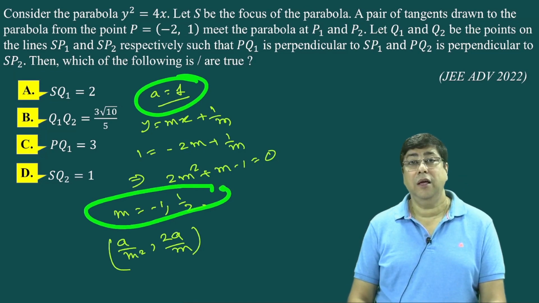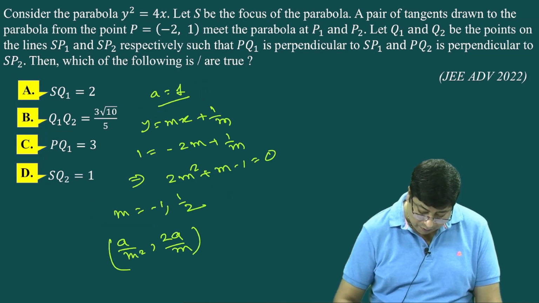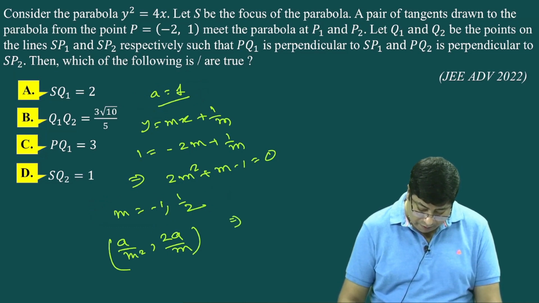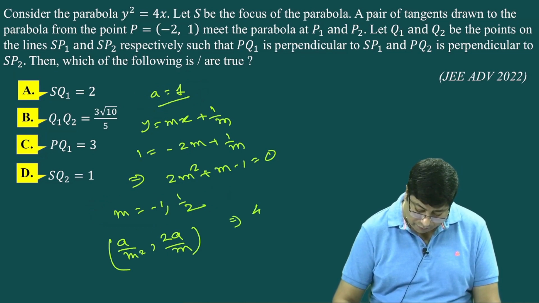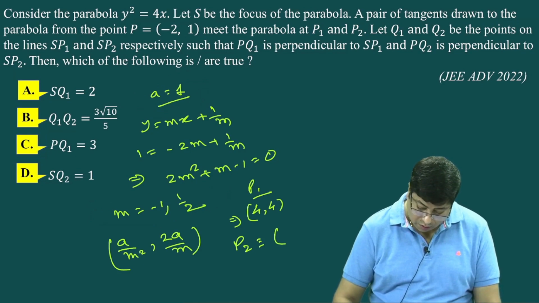So we get the points P1 and P2. Therefore the points of contact are: suppose P1, putting m equals 1/2, it is coming (4, 4). This is P1. And the P2 point, putting m equals -1, we are getting (1, -2).